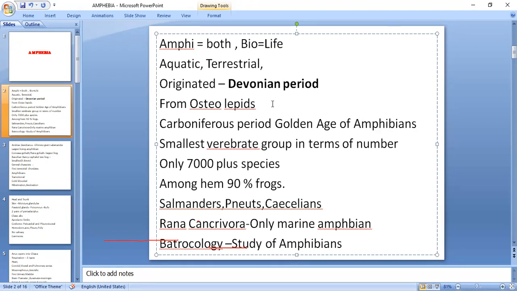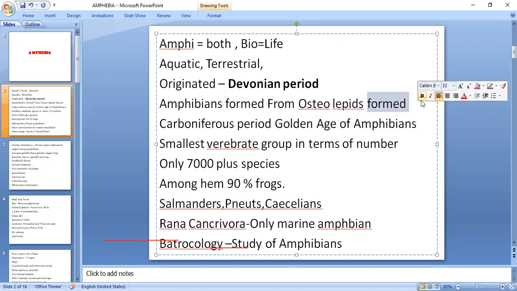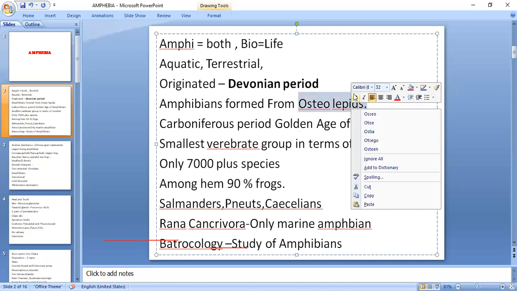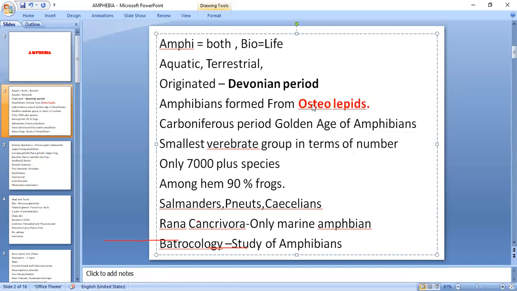The amphibians are formed from osteolepids. In the order Crossopterygii under Sarcopterygii, osteolepids are extinct fishes. From these extinct fishes, the amphibians evolved or developed.